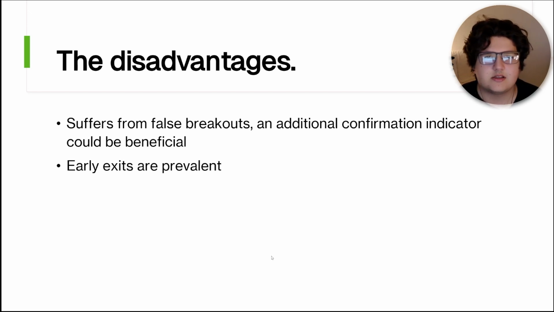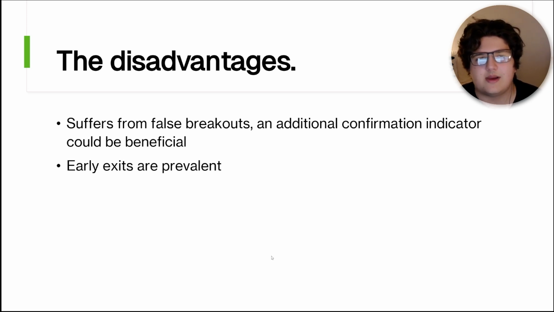Next, the early exits are definitely prevalent. Because the exit condition is quite vague in general, it's just looking for the previous day's low, if it closes below, we could definitely add something like a trailing stop potentially. We could add something where we're looking to capitalize on at least 2 to 3 days of price movement, things like that.